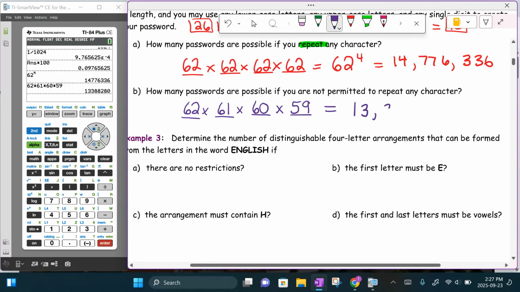So 13,388,280 different passcodes you could make if it was 4 digits.